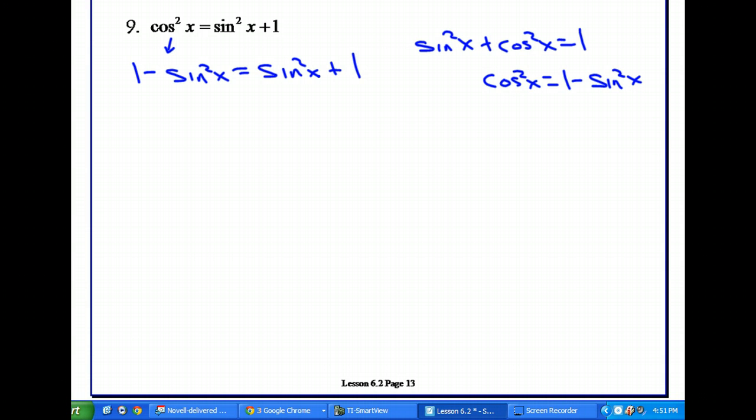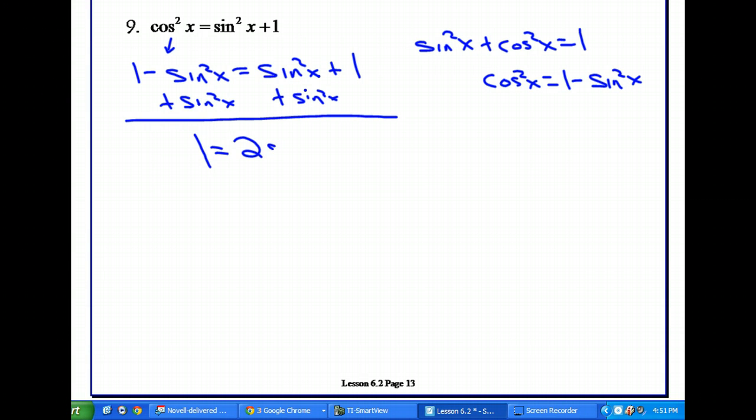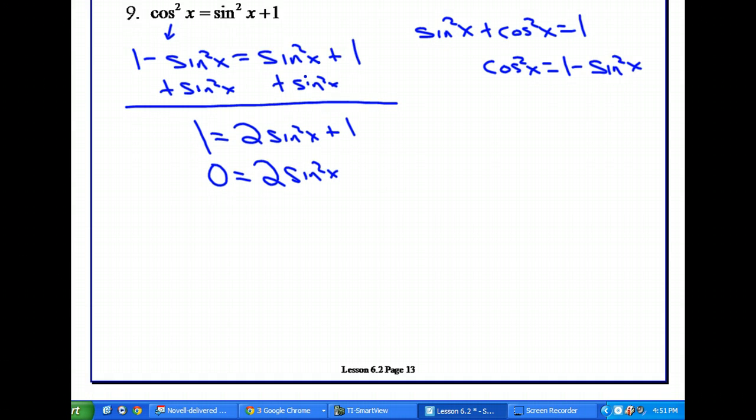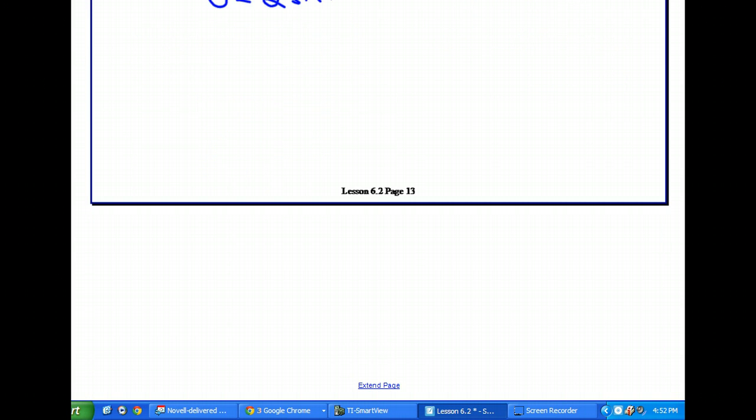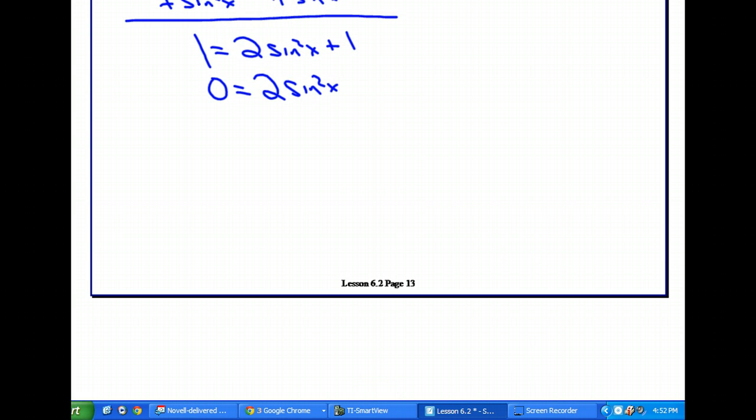So you want to get it down to a single trig function. Once you're there, get your sines on one side. So add sine squared to both sides. And I've got 1 equals 2 sine squared of x plus 1. I'll subtract the 1 and look, you get 0 equals 2 sine squared of x. Divide by 2, and I still get 0. Raise that up a little bit. Hopefully you can see that better. Divide by 2. I'll get 0 equals sine squared of x. Take the square root, and you still get 0 equals the sine of x.